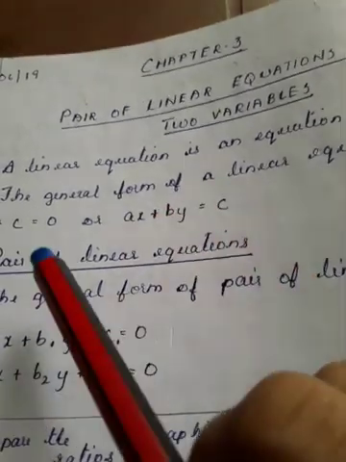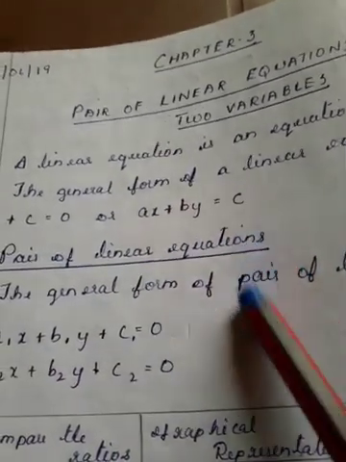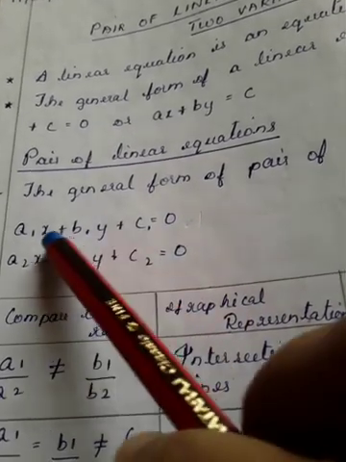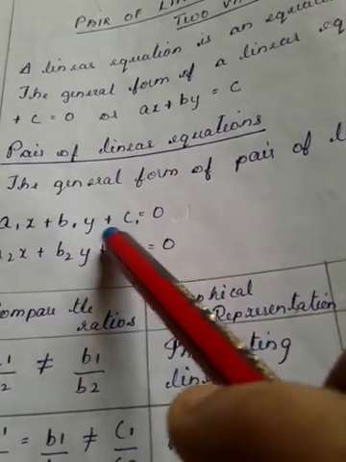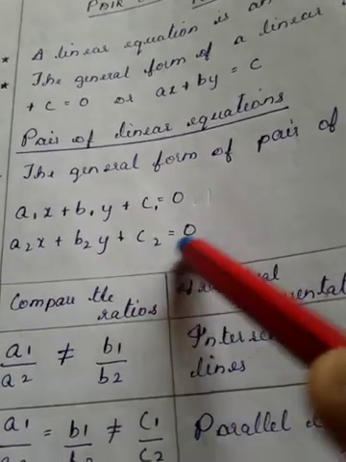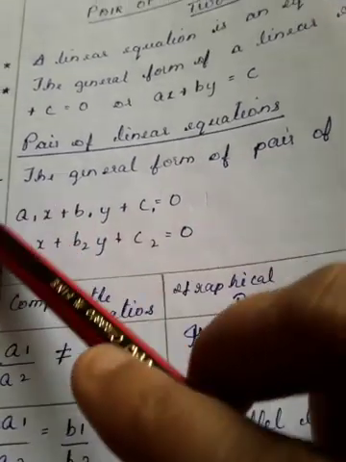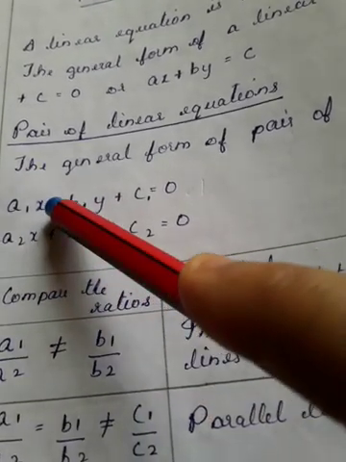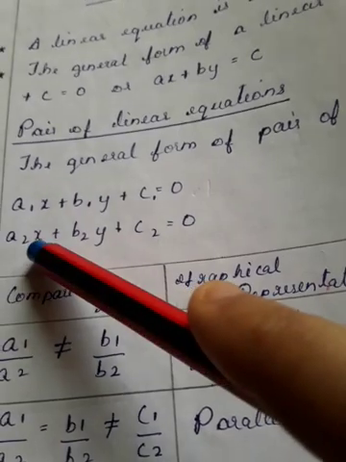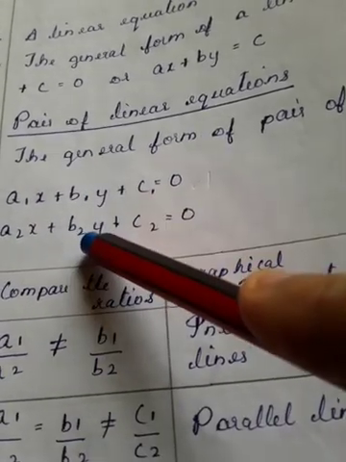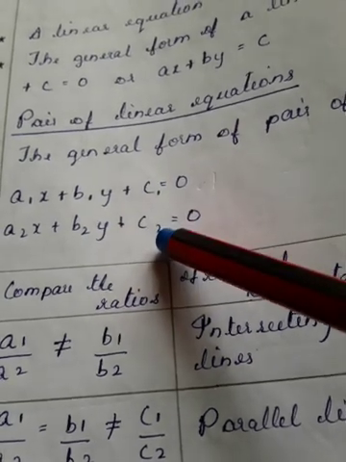Then what is a pair of linear equations? This is the general form of a pair of linear equations: a1x plus b1y plus c1 equals 0, and a2x plus b2y plus c2 equals 0. Here we should mention the coefficients in different symbols. The coefficient of x is a1 in the first equation, but in the second equation the coefficient of x is a2. Similarly b1, b2, c1 and c2.